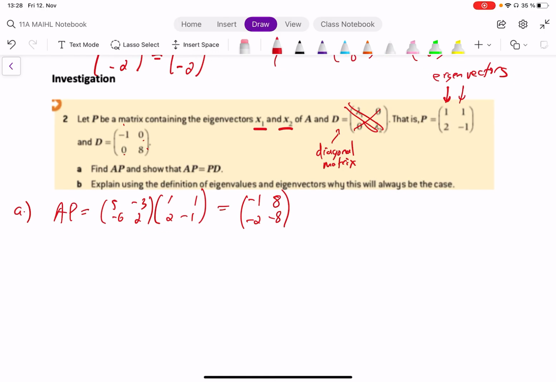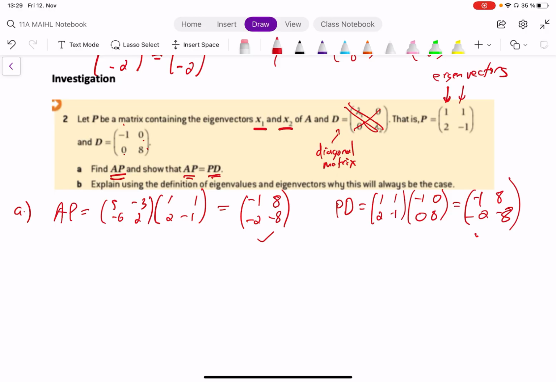And then, so we found AP, and it says show that AP is the same as PD. All right, so let's find what P times D is. And we are hoping that it is the same thing as -1, 8, -2, 8, -8. So P times D is 1, 1, 2, -1. That's P. D is -1, 0, 0, 8. And putting that in our calculator, we do end up getting -1, 8, -2, -8.